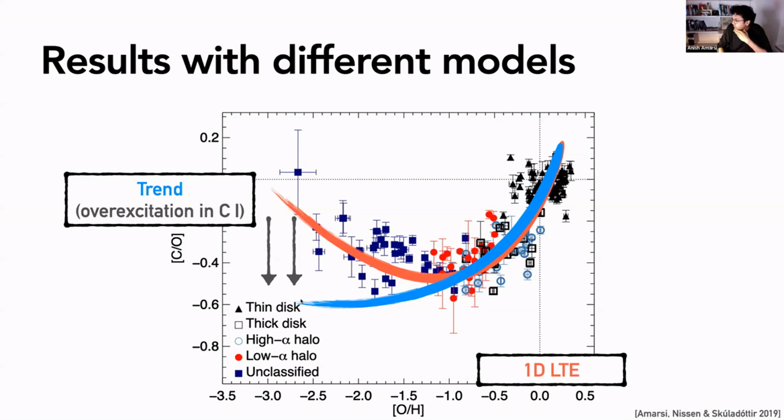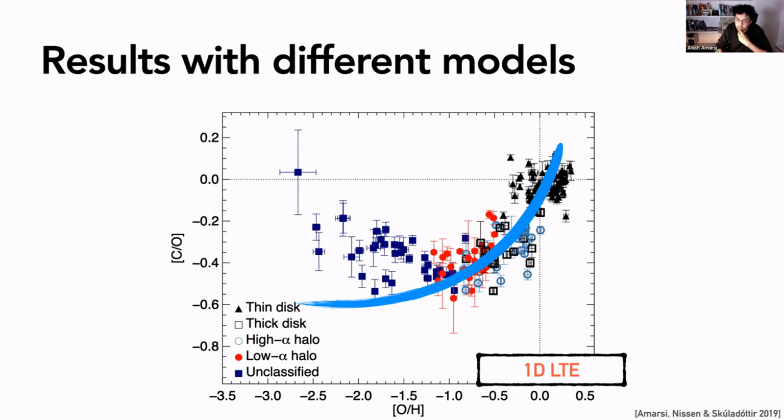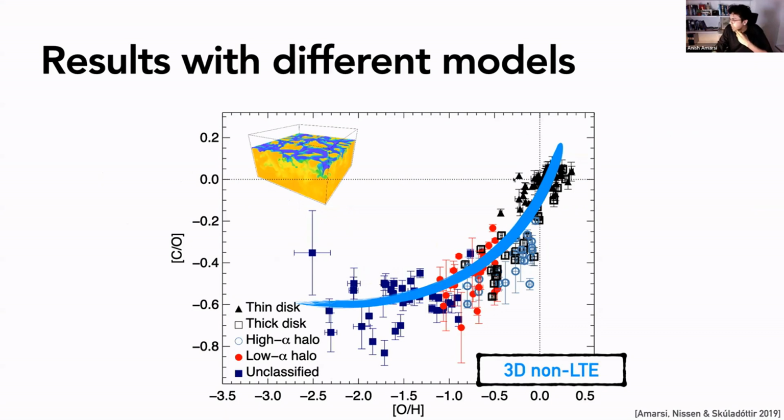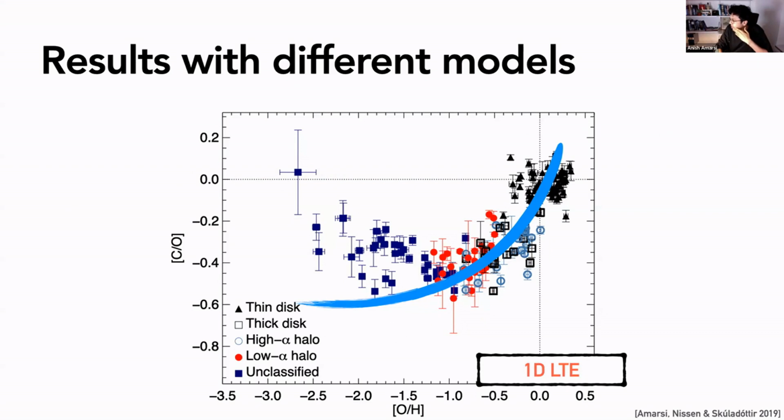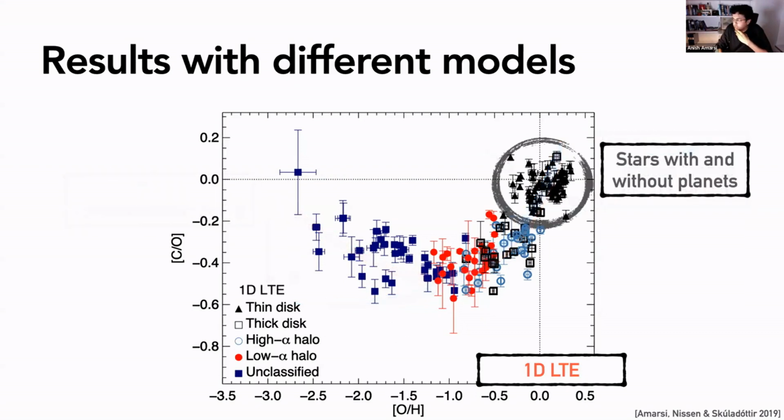Another interesting thing about these results is if you look again at these stars here in the thin disk. Actually, I can skip back to the 3D non-LTE plot. Here they are. And you'll see that if you go to 1D LTE, the scatter increases quite a bit, right? So we can zoom in on these stars and see what happens.